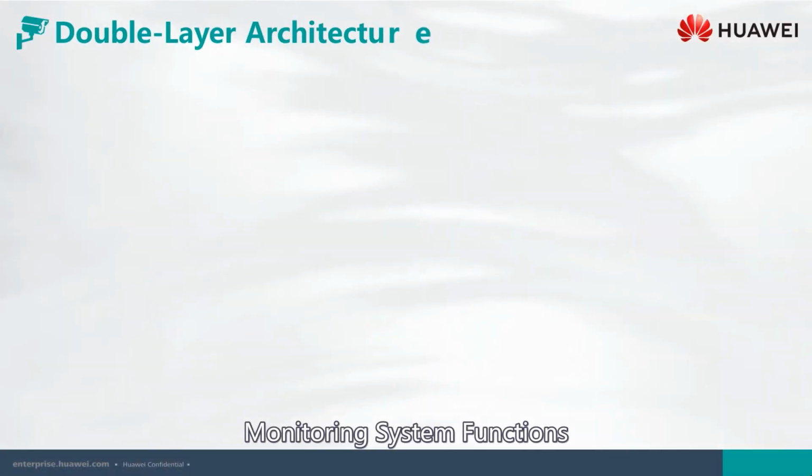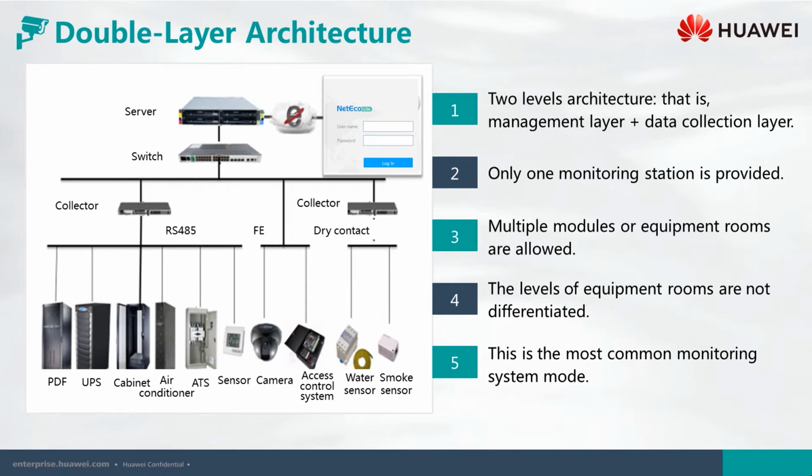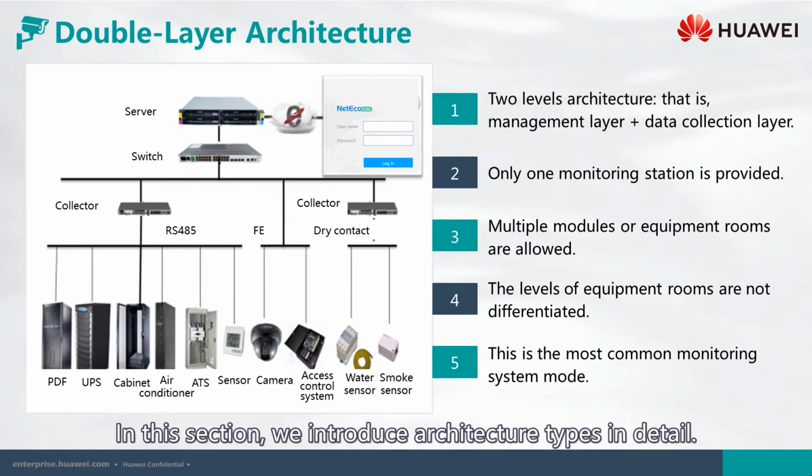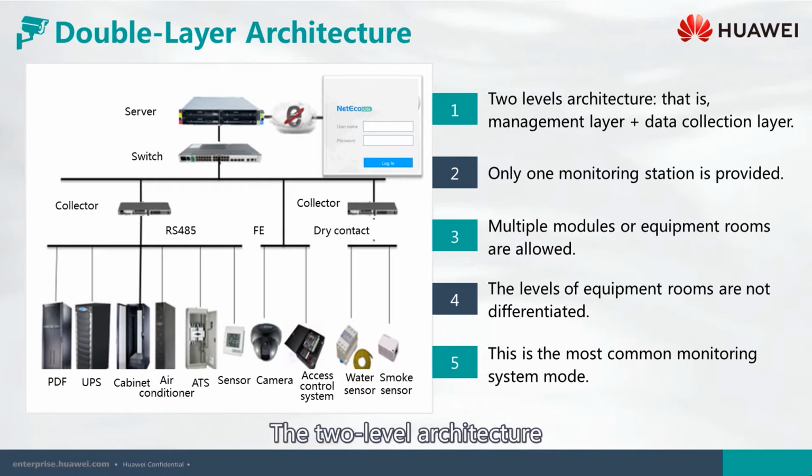Monitoring System Functions, Architecture Types. In this section, we introduce architecture types in detail. The two-level architecture is simpler than the multi-level architecture.